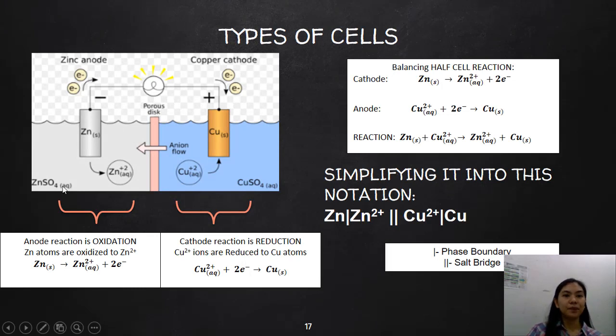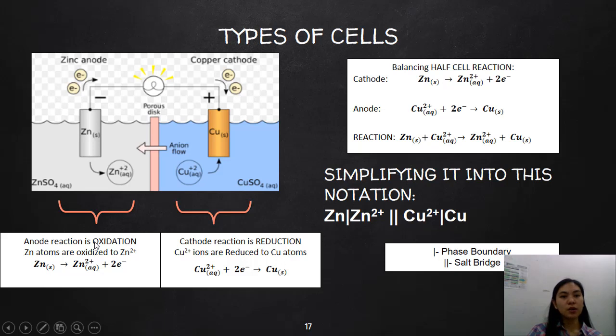So we have here, same lang po kanina, ito siya. So anode reaction is oxidation. The zinc atoms are oxidized to zinc ion. So as you can see here, from the solid zinc, naging zinc 2 plus ion siya and may dalawang electrons dun sa right side of the equation. It's an oxidation process, di ba?